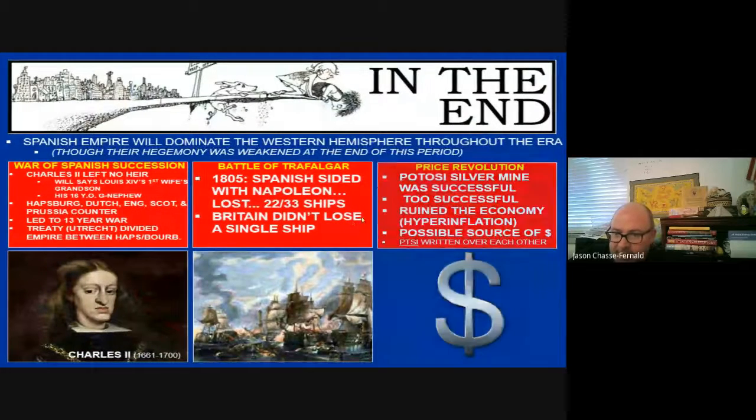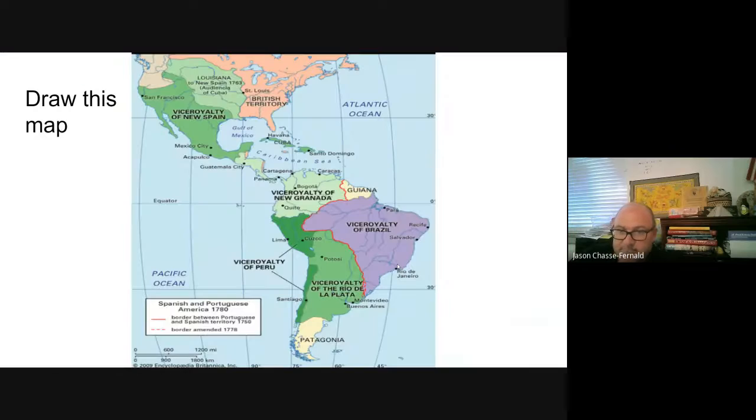So all kinds of effects. Of course, the price revolution is going to have an impact on China. It's going to have, in the late 1500s, and it's also going to cause that inflation crisis in the Ottoman Empire as well. So that price revolution will have global implications.